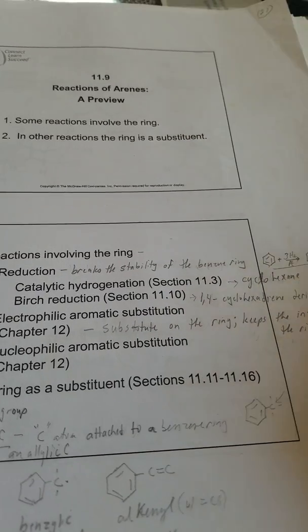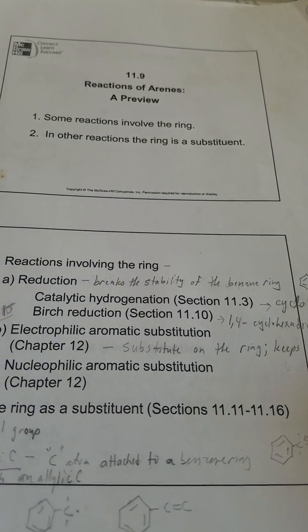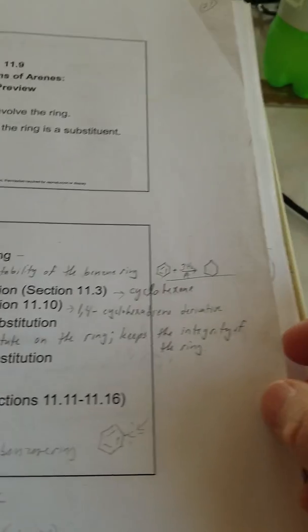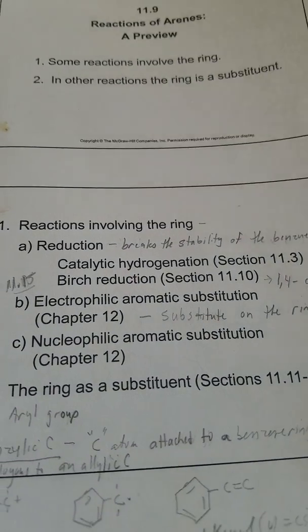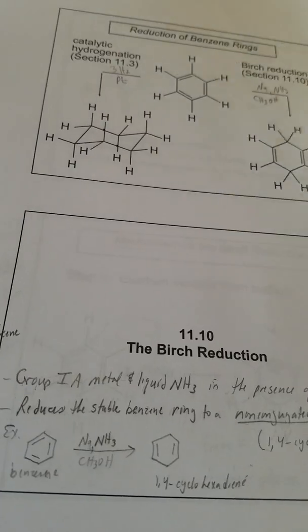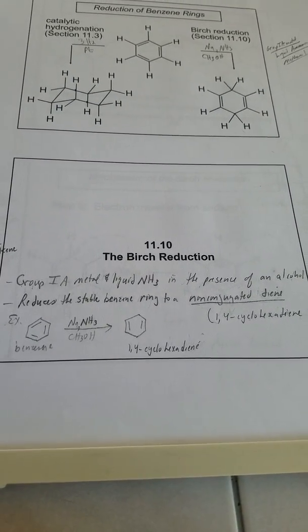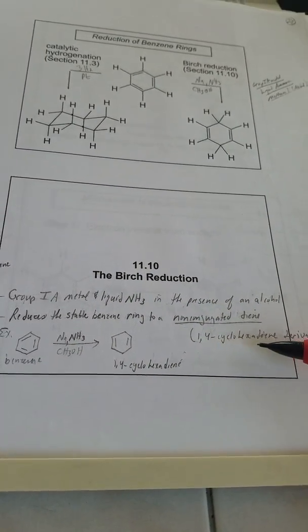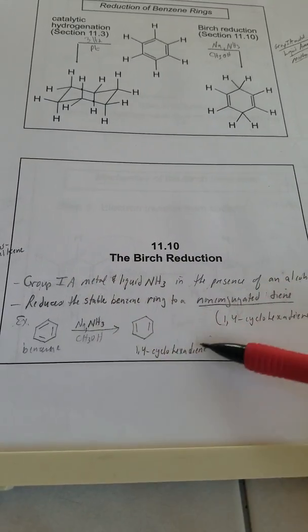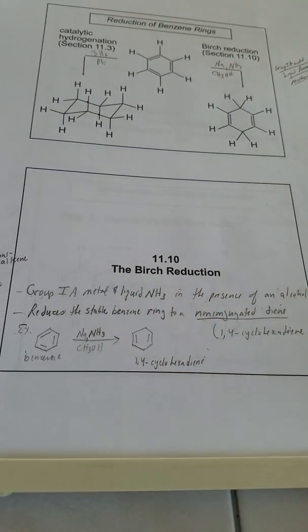When you do a reduction reaction, you're going to break the stability of the benzene ring. We already saw one of these in an earlier part of this chapter, where you did a catalytic hydrogenation of the benzene with 3 moles of hydrogen in the presence of the platinum catalyst to form the cyclohexane. The first one we're going to look at in this portion of the chapter is called the Birch Reduction. In the Birch Reduction, it's going to involve a group 1A metal, liquid ammonia, in the presence of an alcohol. This reduces the stability of the benzene ring by forming a 1,4-cyclohexadiene derivative. So you can see it here. Here you've got your benzene, your sodium, which is a group 1A metal, your ammonia, and the alcohol.